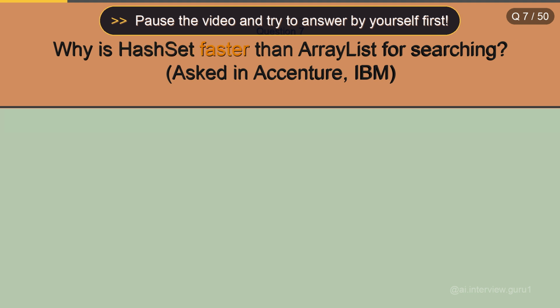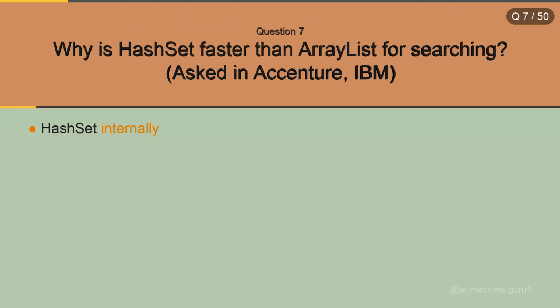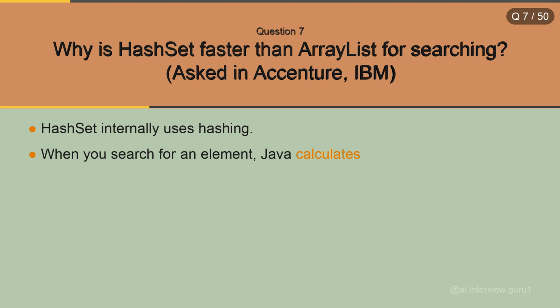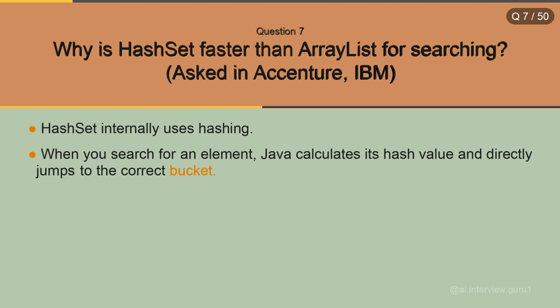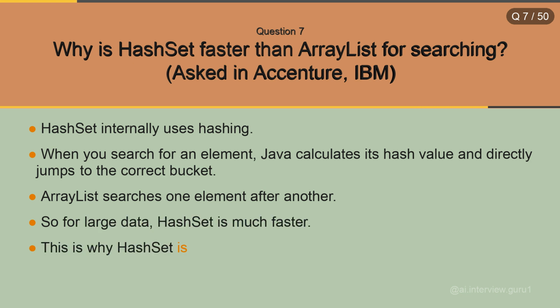Why is HashSet faster than ArrayList for searching? HashSet internally uses hashing. When you search for an element, Java calculates its hash value and directly jumps to the correct bucket. ArrayList searches one element after another. So for large data, HashSet is much faster. This is why HashSet is commonly used for fast lookups.